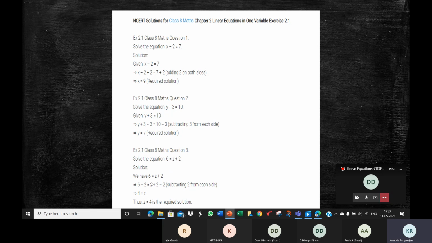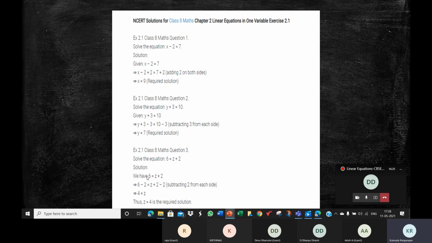See the next one. The equation is 6 is equal to z plus 2. Now the variable z is in the right hand side. And along with z, we find plus 2. We need to solve for the variable z, and along with z we have plus 2. We need to get rid of plus 2. To get rid of plus 2, you must subtract 2 from both the sides, because plus 2 minus 2 is 0.